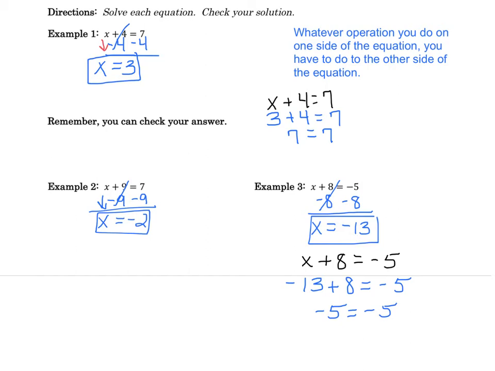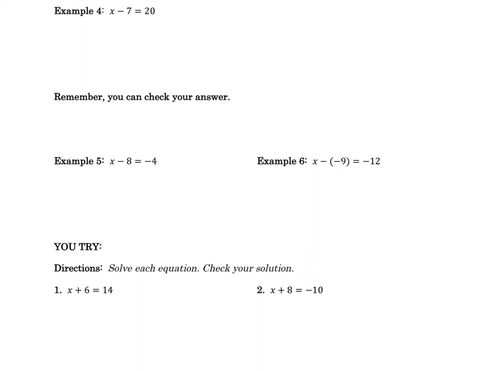Let's do some more examples. Let's look at example 4. x minus 7 equals 20. Now in this problem we are subtracting 7. So we want to undo subtracting 7 by adding 7 to both sides. So we're going to first add 7 to both sides.